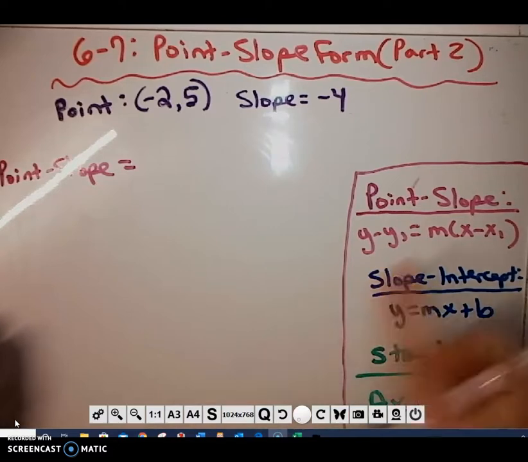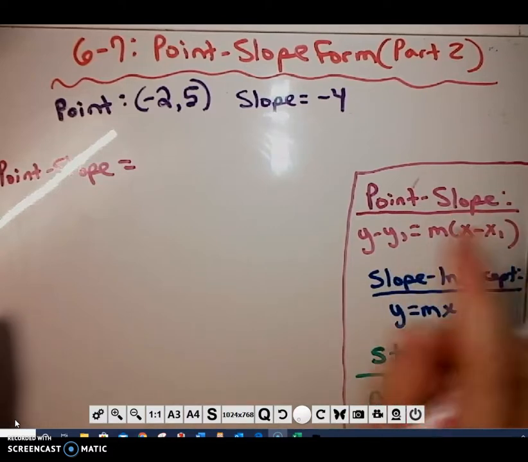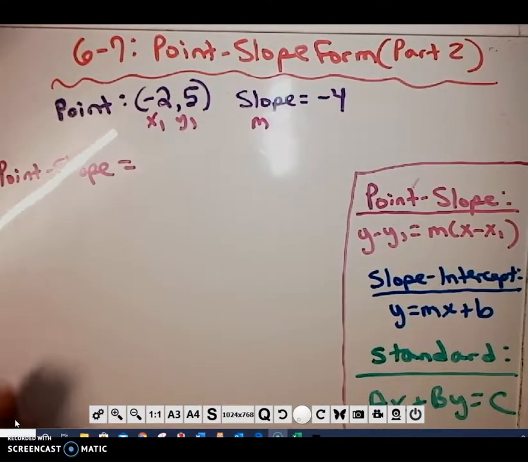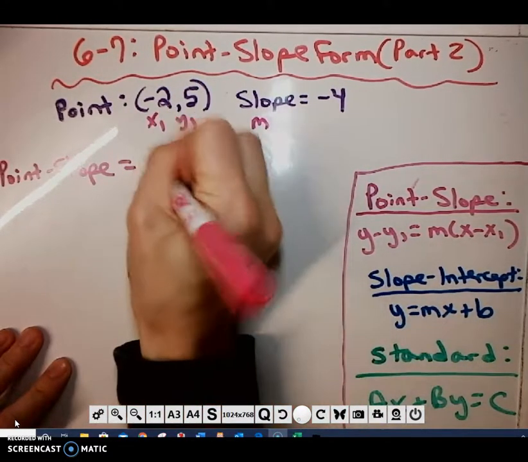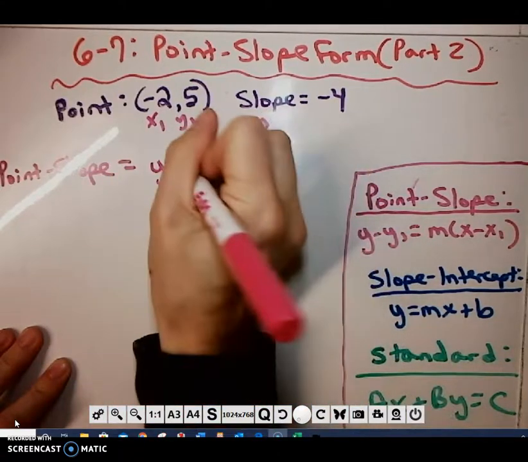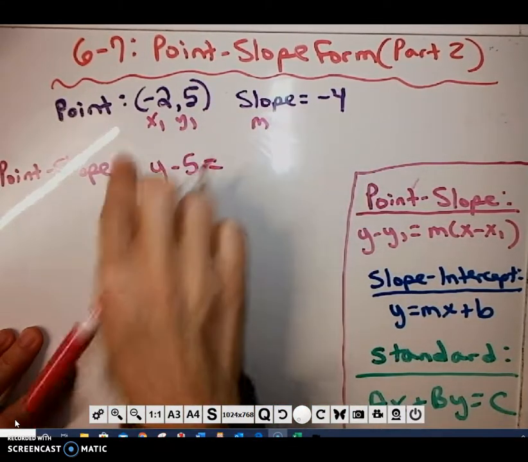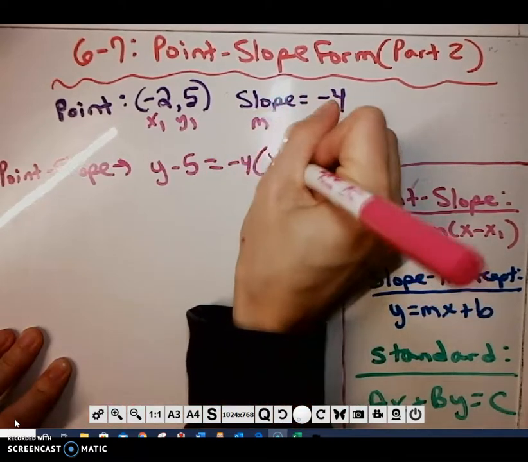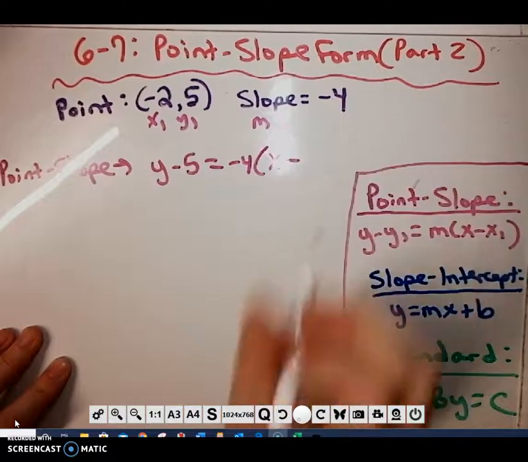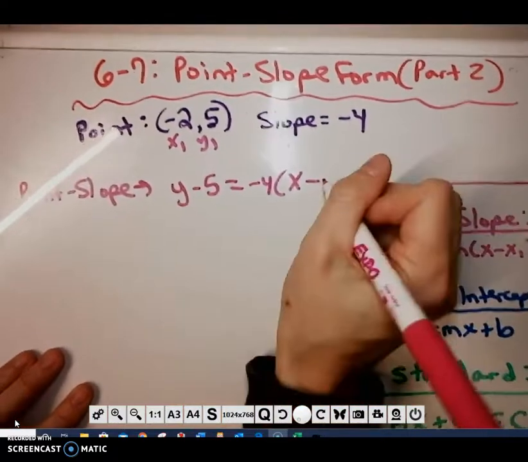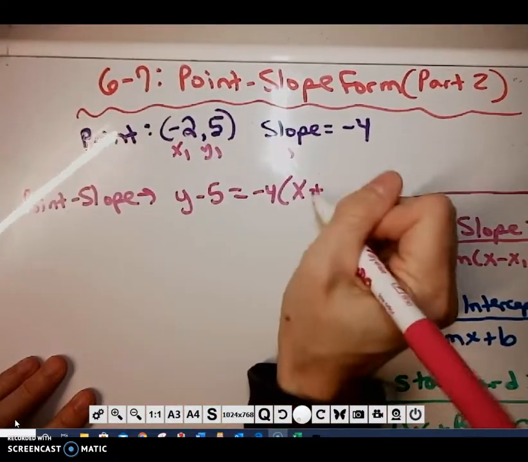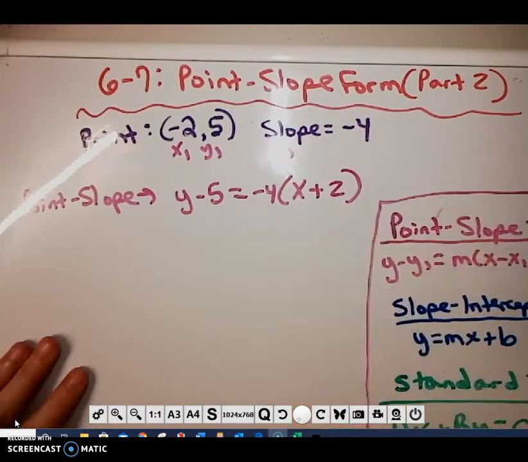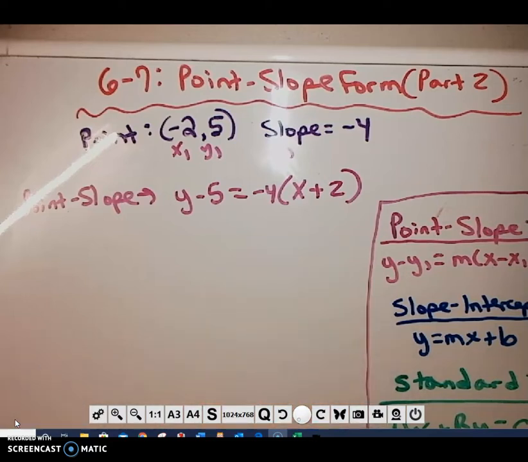Point slope form: y minus y1 equals m times x minus x1. So I'm just going to substitute. And again, this is m, x1, y1. Y minus y1 here is 5 equals, my slope is negative 4, times x minus x1, which is negative 2. So x minus negative 2 is going to give me a positive 2, because it's minus negative 2, which changes to plus 2. So this is the name of my line in point slope form.